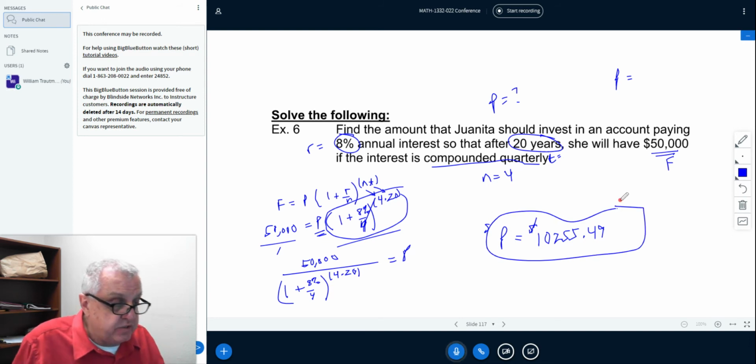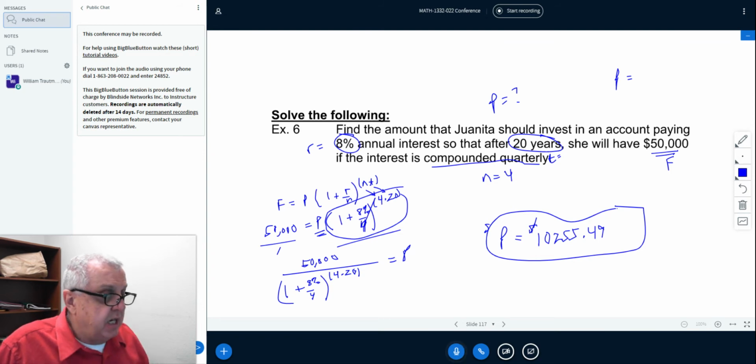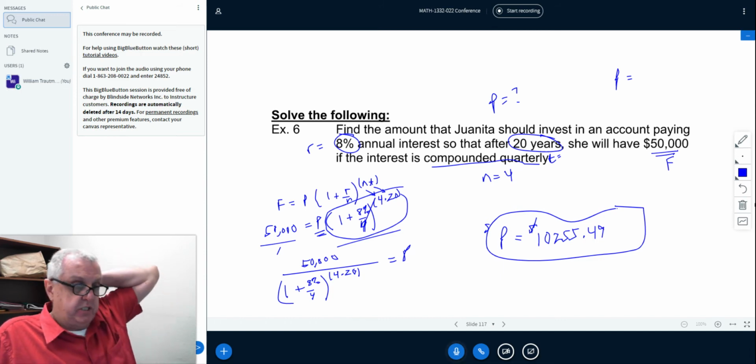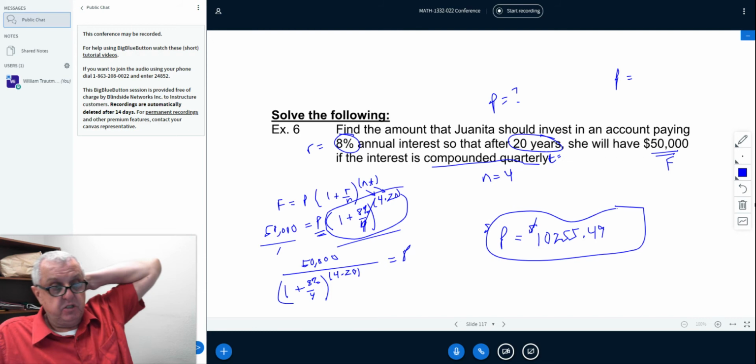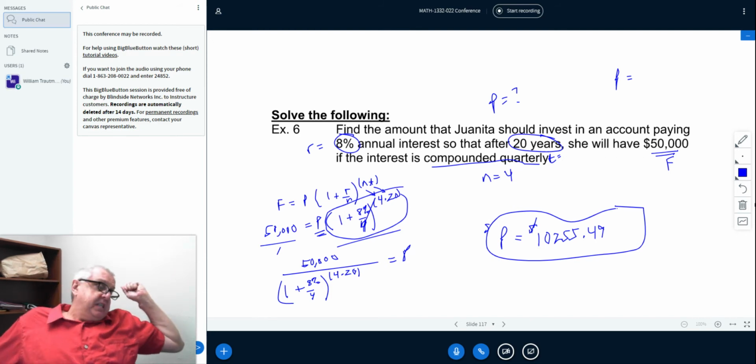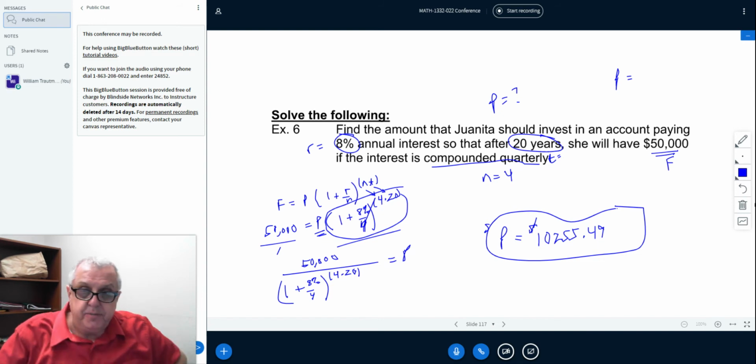So 20 years from now, it'll be worth 50,000. That's what it's saying. How much should I put in the present value to have a future value of 50,000, and it's over 20 years, 8% interest. So if you put 10,000 in the bank now and you get 8%, it'll be worth $50,000 20 years from now.